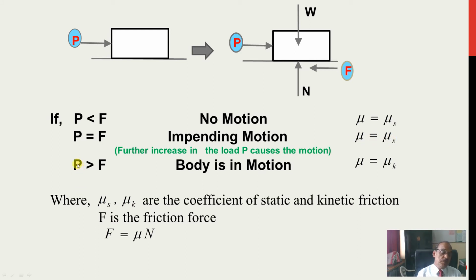But when P becomes greater than F, whatever frictional force is offered by the surface will be less than the total force applied. In that case the body will be in motion, and we have to take the coefficient of dynamic friction, kinetic friction, that is mu k, where mu s and mu k are the coefficients of static and kinetic friction. F is the frictional force. Remember, this F is always mu times the normal reaction N, that you should not forget.